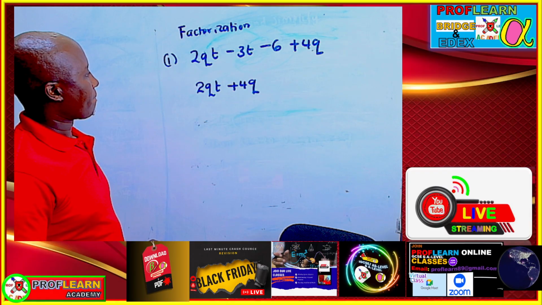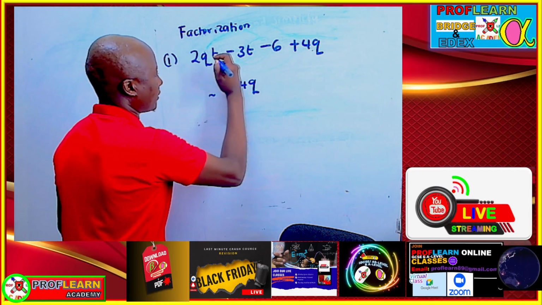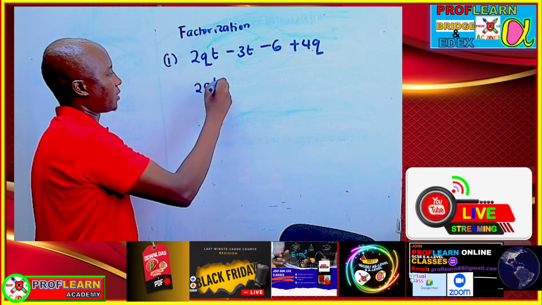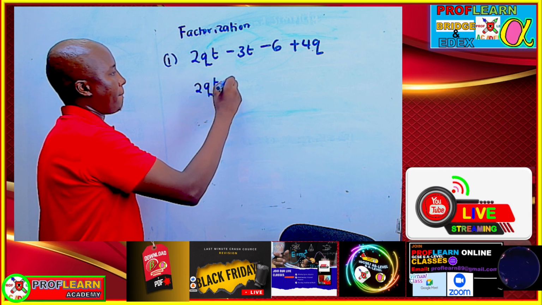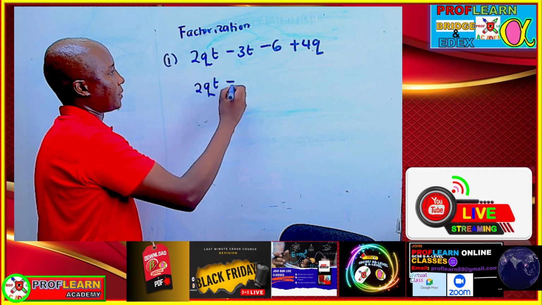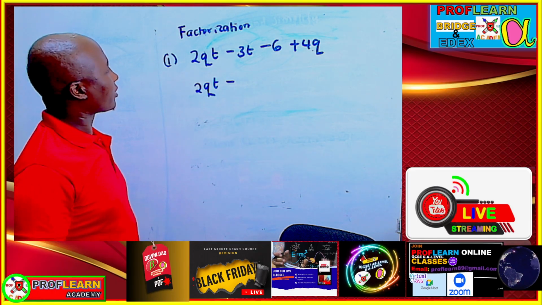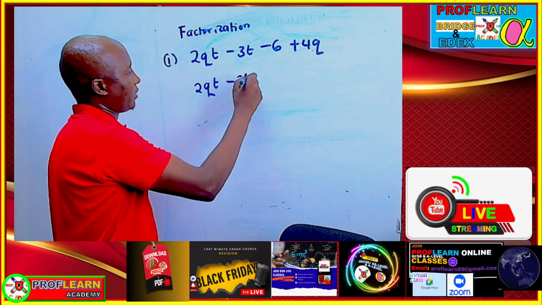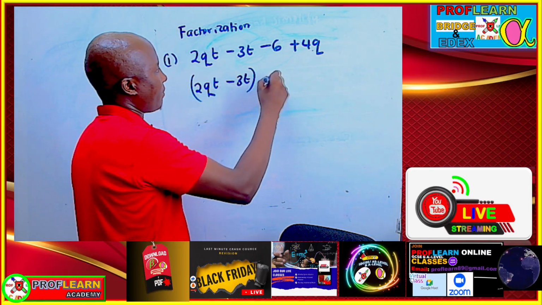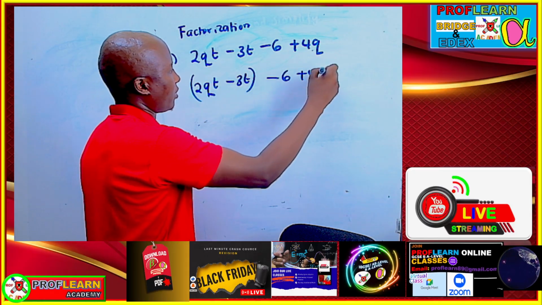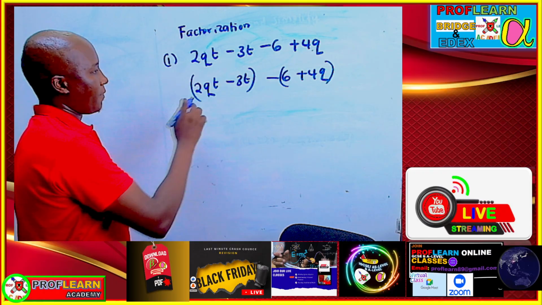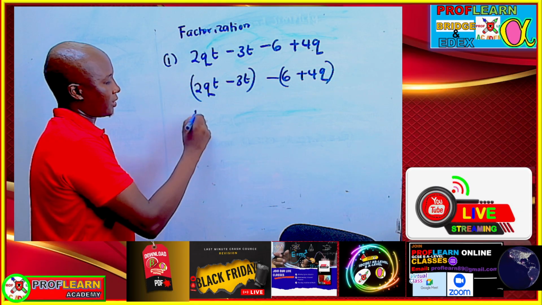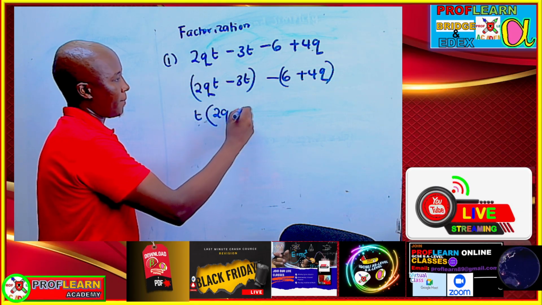Okay, let's see. What's the best way to factorize this? Let's just check. 2qt minus 3t, we group this together, and then minus 6 plus 4q, we also group this together. Then we are going to factor out t here, so we remain with t into bracket 2q minus 3.